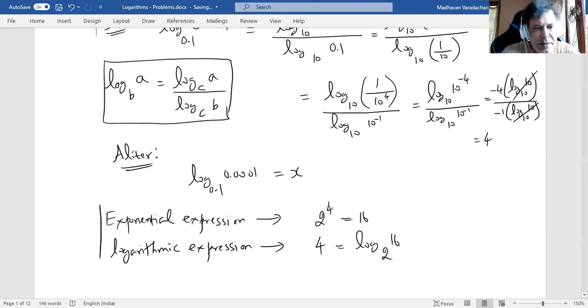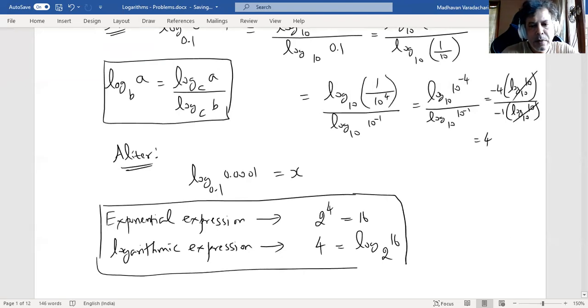This is a way we can write it. We may notice this 2 in the exponential expression is called the base, and this 4 is called the power. Here this 2 is the base only, and 16 is the number whose logarithm we find. The result is 4. So whatever was the power becomes the result in a logarithmic expression. So this can be written as the base to the power of x, meaning 0.1 to the power of x is 0.0001.